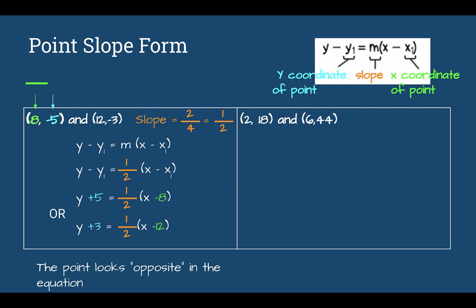Now it's your turn. Pause the video and write the equation in point-slope form for the line that would go through (2, 18) and (6, 44). Don't forget, use Desmos if you need it.